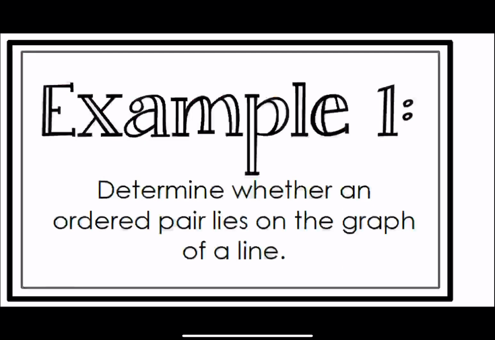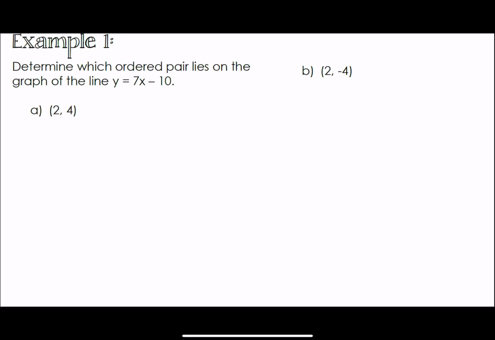All right, here's our new thing, our last thing that we're going to be learning about before we upgrade up to Algebra 1. I want you to determine whether an ordered pair lies on the graph of a line. I'm not giving you the graph. I'm not giving you graph paper. I'm giving you a point and the line.